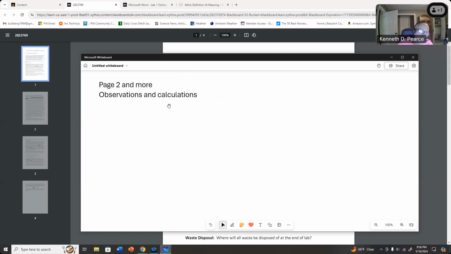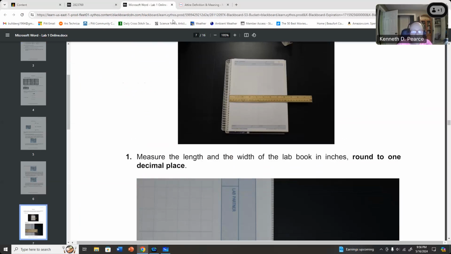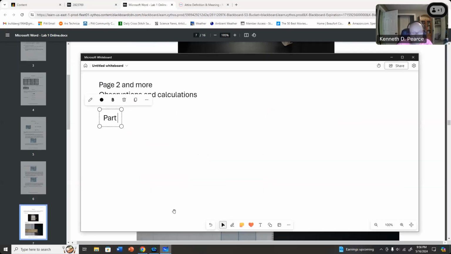So now we're starting on page 3. And we say, part 1, is it part 1 or part... well, let's see, I need to go back to the lab. Here it is. And it says part A. Okay, so it's part A. And if you said part 1, it would be okay. But we're going to go ahead and call it part 1 or part A, the ruler.